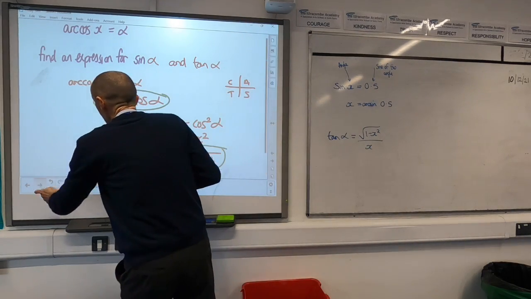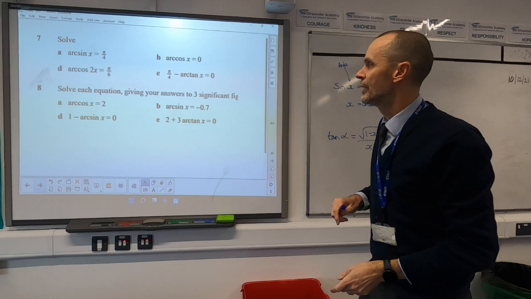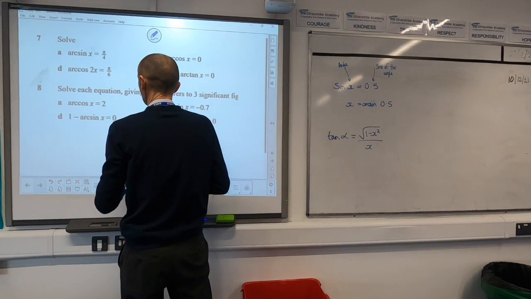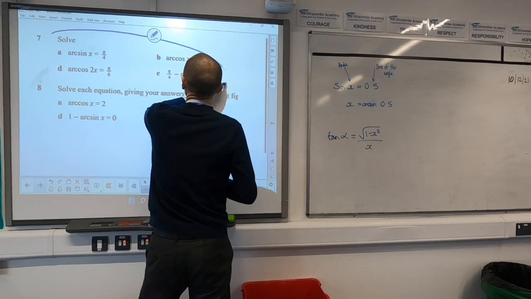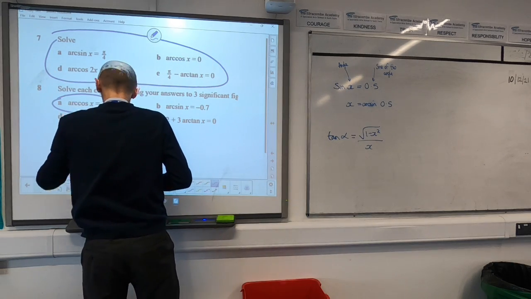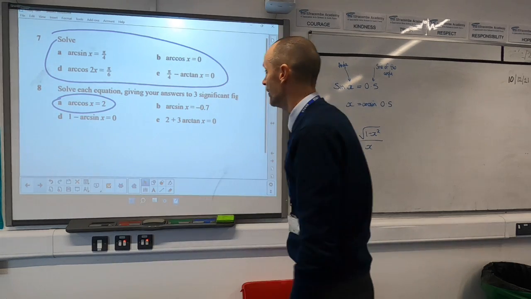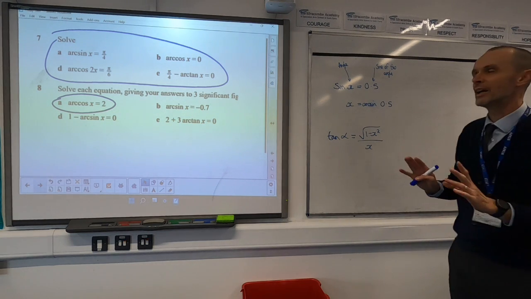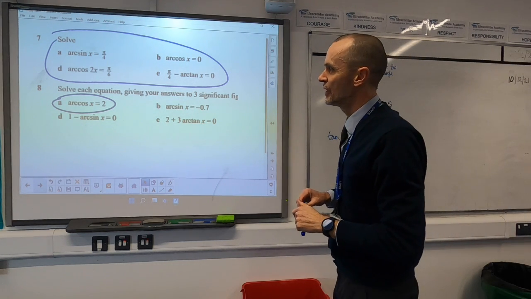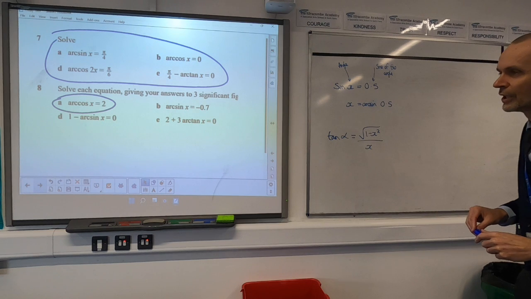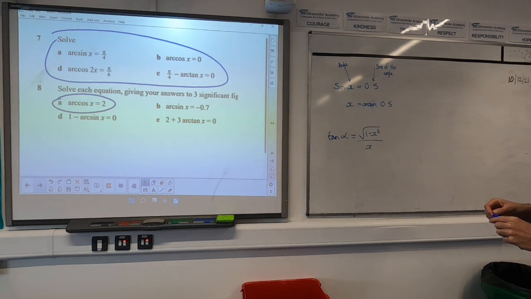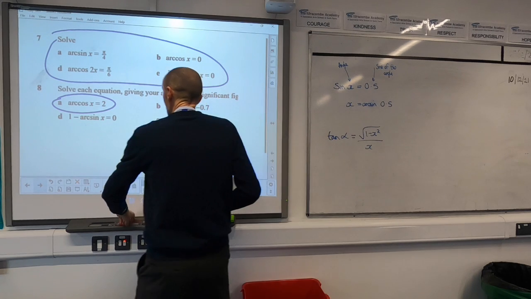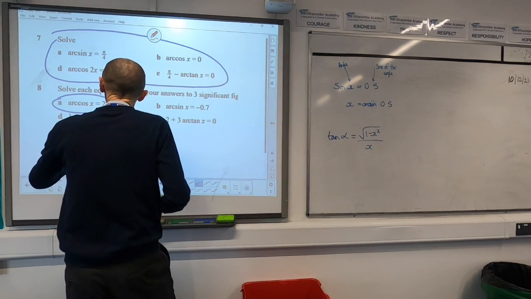So let's just finish by solving a couple of questions like this. So let's just do these ones and this one. So this is, again, so far removed from right angled triangles, this is just algebra. So if it said x squared equals something, I'd square root. It doesn't. It says arc sine of x equals something.